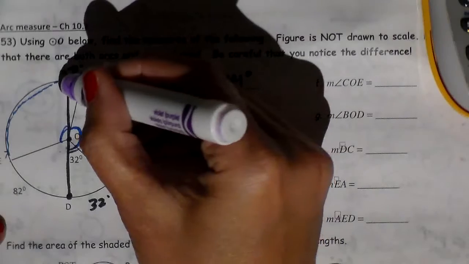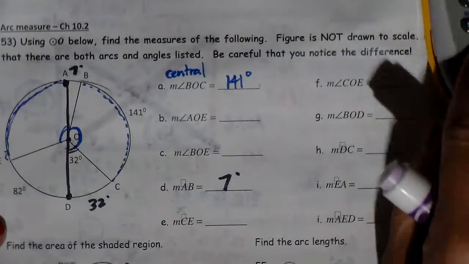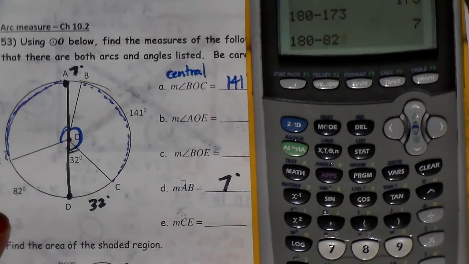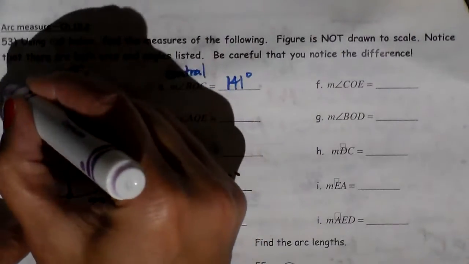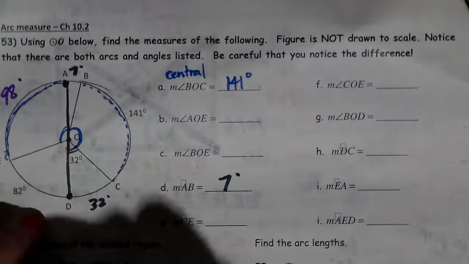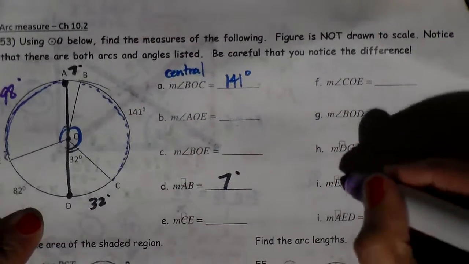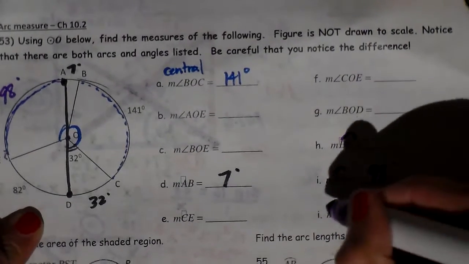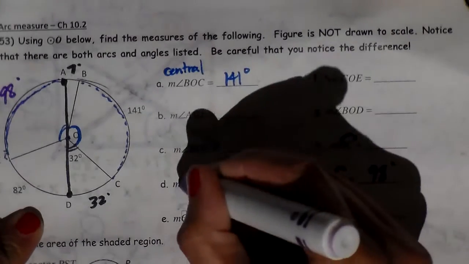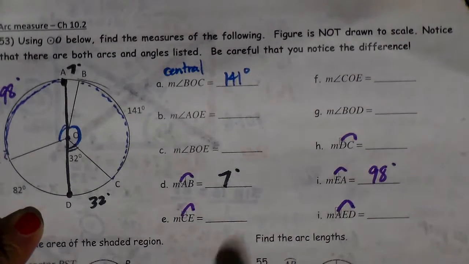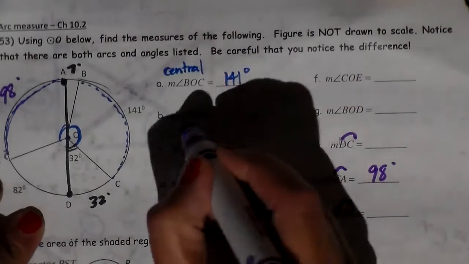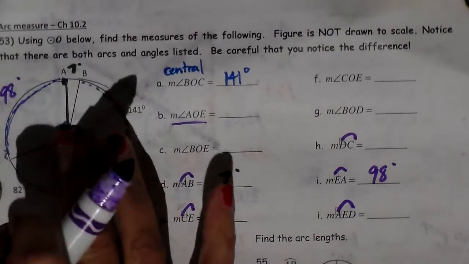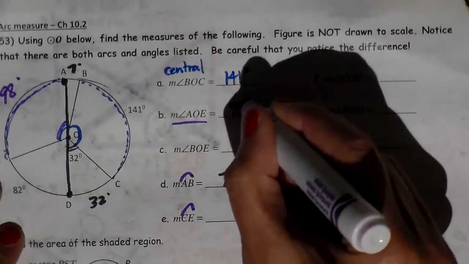So I have 82 plus this arc, which is 180. So I'm going to take 180 minus that 82 degrees, which means this one is 98. So arc AE or EA right here is 98. And I'm sorry the symbols didn't show up. These are arcs. Okay. All right, so now let's go back to AOE. AOE is this guy. Well, it's a central angle, AOE, so it's 98. It's the same as its arc.